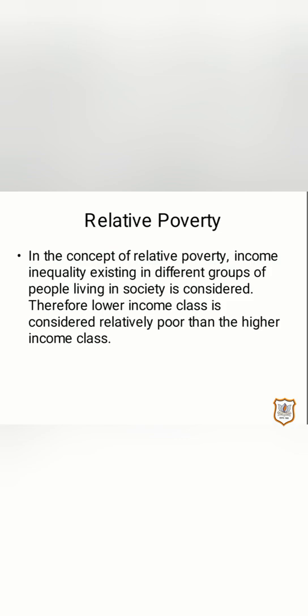That means here, in order to study relative poverty, the entire society is divided into different income groups, and after this the unequal distribution of income is studied. We may say that relative poverty shows the level of income inequality among different classes of people. Why? Because here the lower income class is considered as relatively poorer than the higher income class.